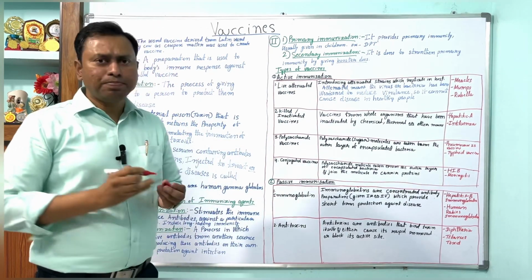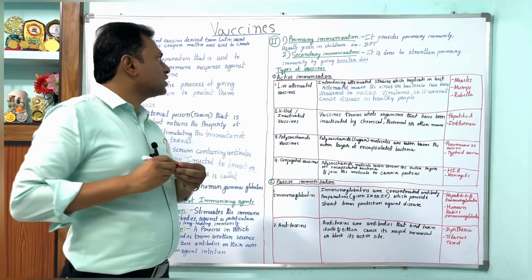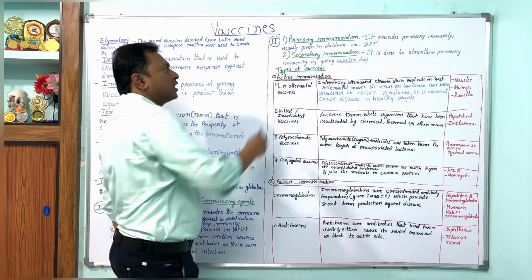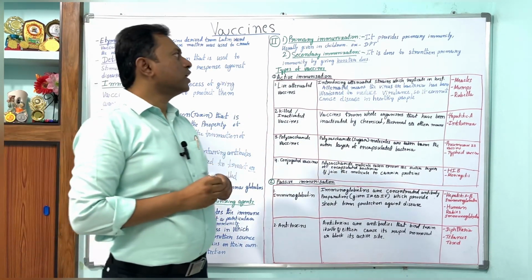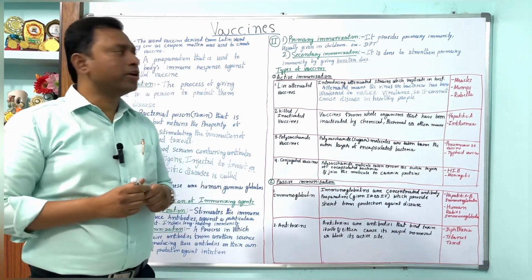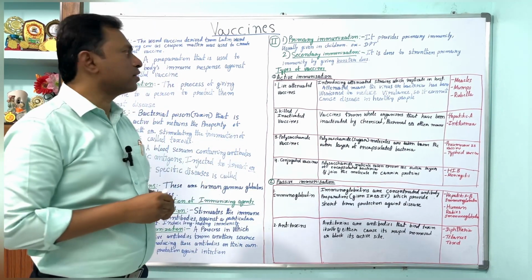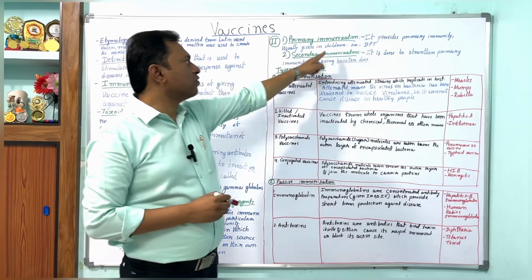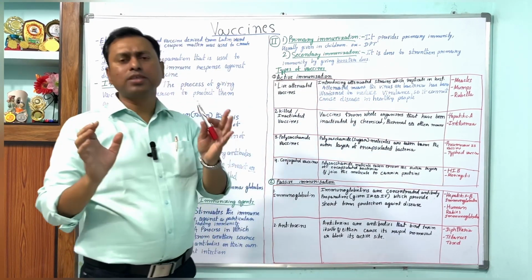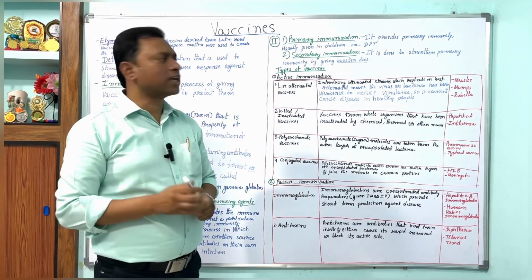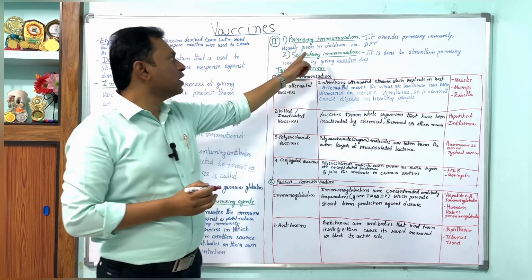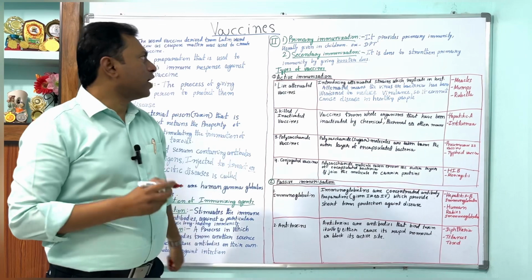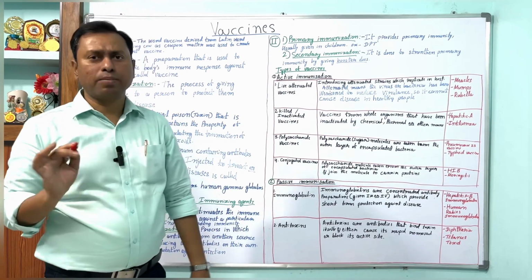Now another classification: primary immunization and secondary immunization. Primary immunization provides primary immunity. Very commonly it is given in children. An example is the DPT vaccine. That's why it is called primary immunity.